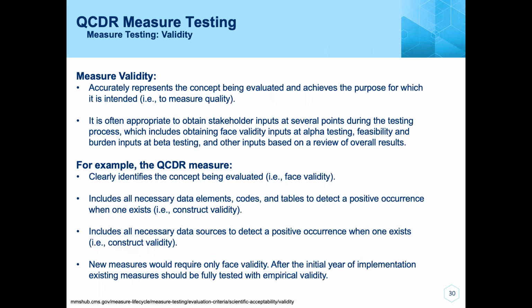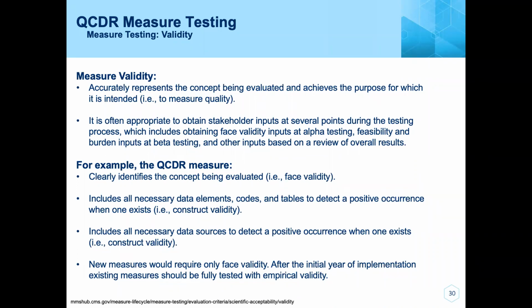Measure validity means whether the measure accurately represents the concept being evaluated, and does it achieve the purpose for which it is intended, i.e. measuring that quality action. It is often appropriate to obtain stakeholder inputs at several points during the testing process, which includes obtaining face validity inputs at alpha testing, feasibility and burden inputs at beta testing, and other inputs based on a review of overall results.